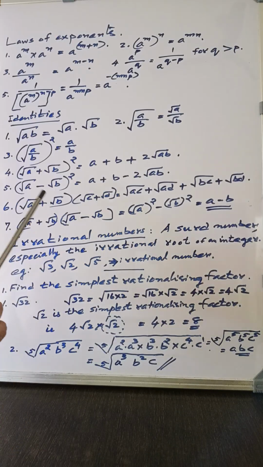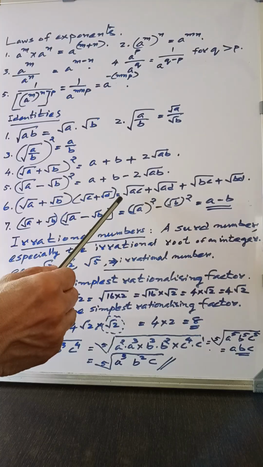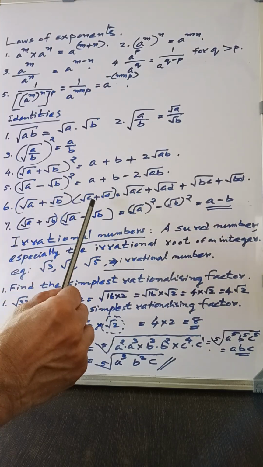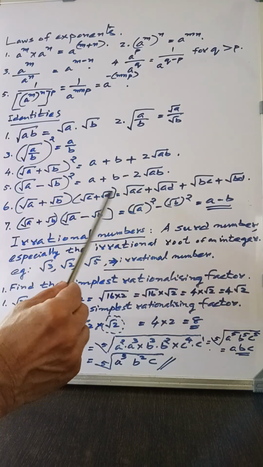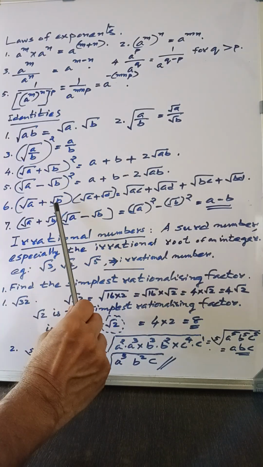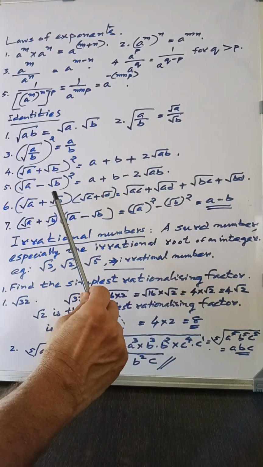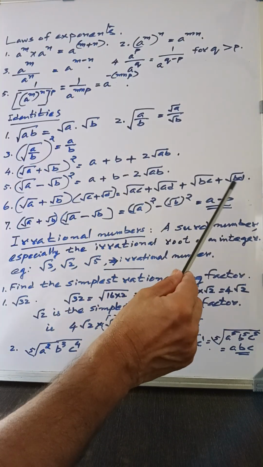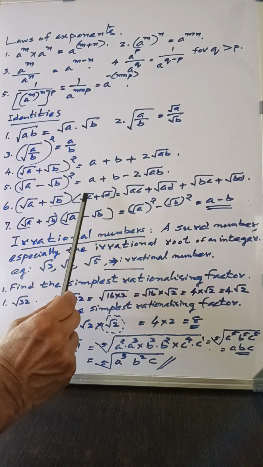Next, (√A + √B)(√C + √D) gives √A into √C, root AC. Root A into root D gives root AD. Root B into root C gives root BC. Root B into root D gives root BD. Then we have to follow the signs also.